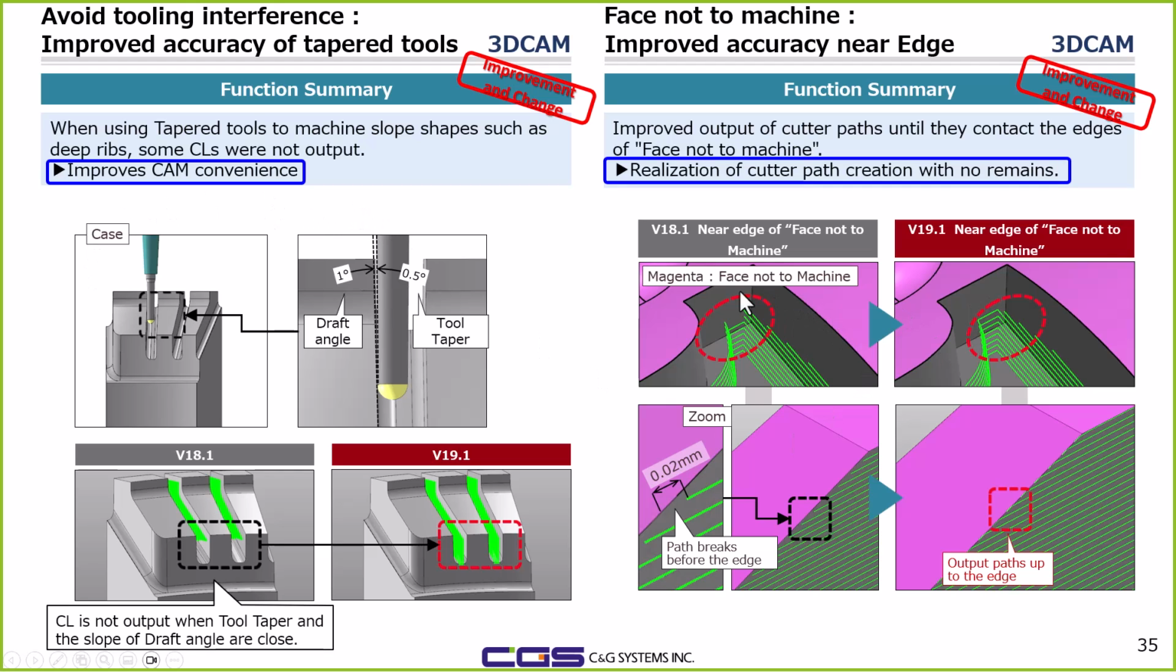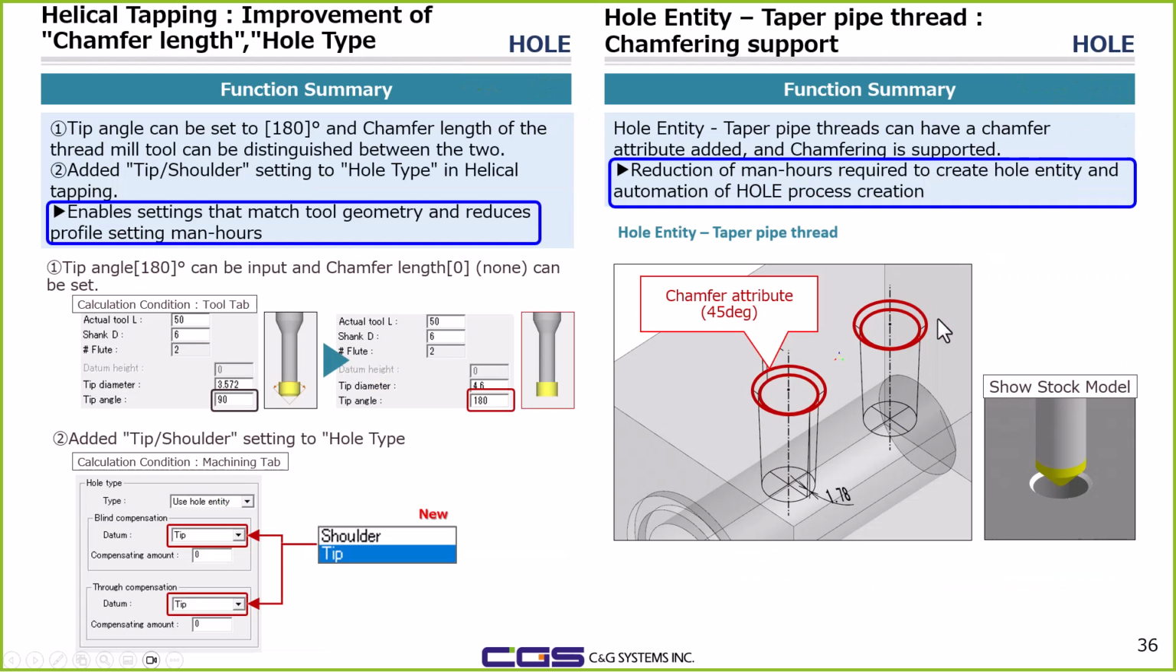Same with the edges from face not to machine. It would sometimes remove a pass. This has been improved so that it can work as intended. For chamfer tools, you can add a 180 tip on them, as opposed to having just a 90, as you weren't able to do the 180 before.